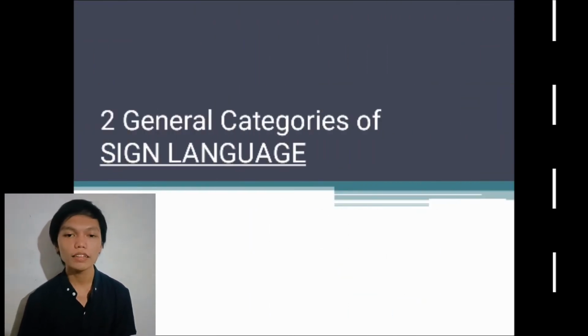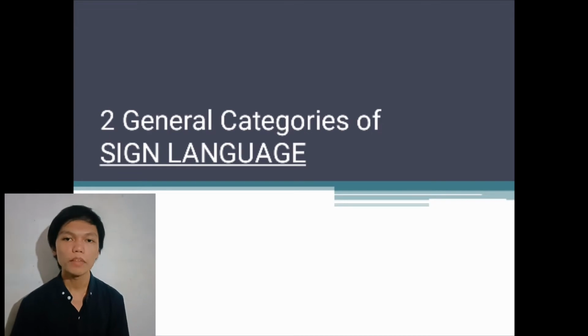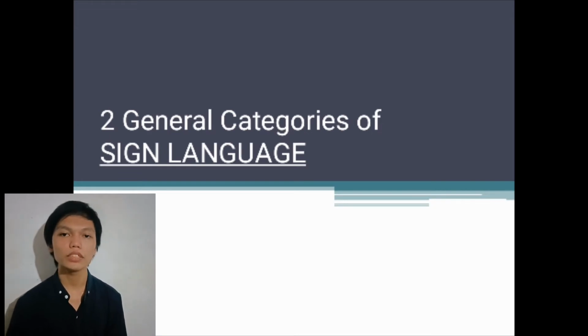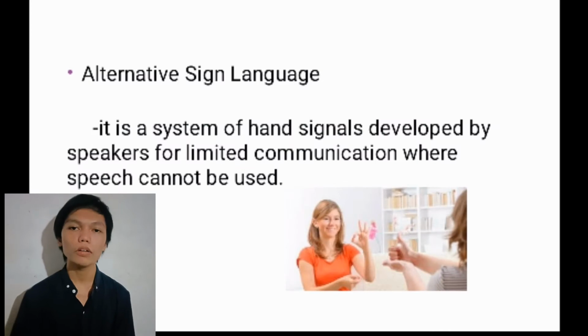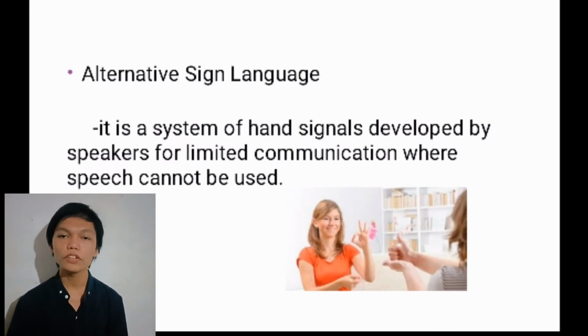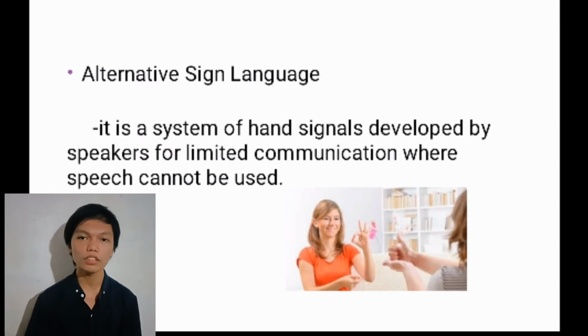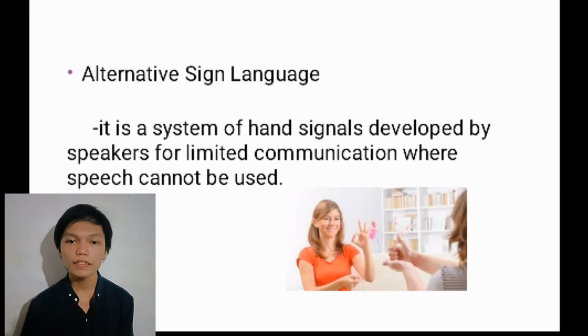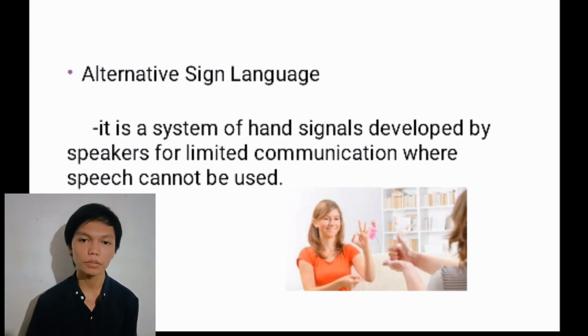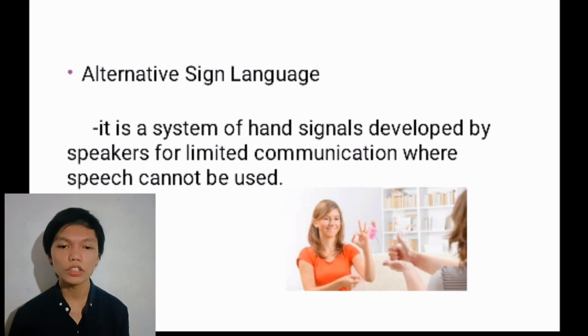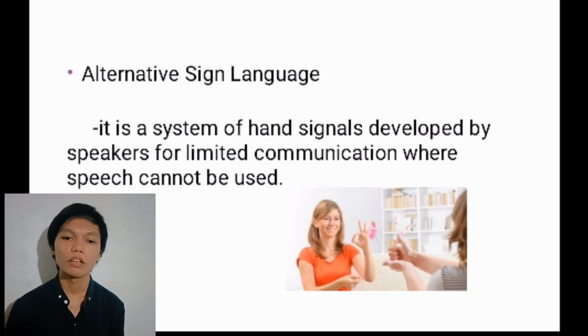There are 2 general categories of sign language, namely alternative sign language and primary sign language. When we talk about alternative sign language, it refers to a system of hand signals developed by speakers for limited communication, where speech cannot be used. These signals are also described as gestural communication to make it clear that they are not the same as languages. We may often use this when we encounter foreigners that don't speak any of our official languages.